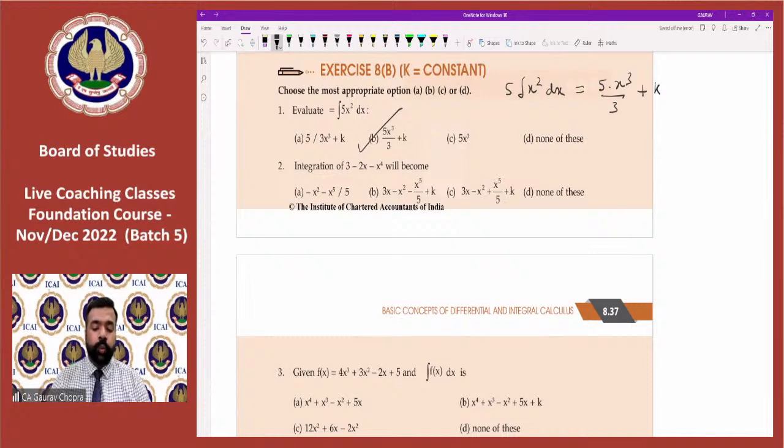Similarly, question number 2. Now I think you can do it directly in one step, and orally you can take the correct option. For 3, it will become 3x minus 2x. For minus 2x, it will be x square upon 2, and 2 and 2 will get cancelled. So it will be minus of x square. Then x to the power of 4. So it will be minus x to the power of 5 by 5, and then plus k. So option number B.